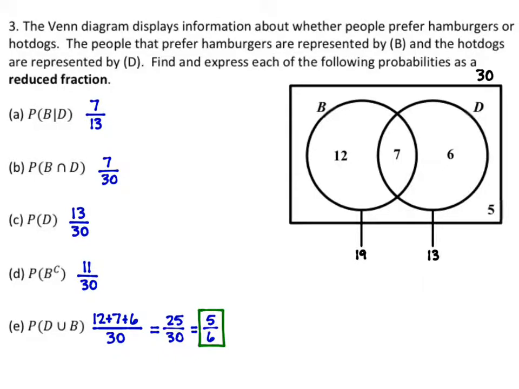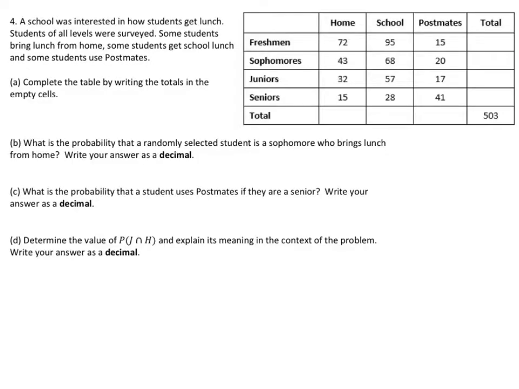Now, remember, there's another rule. There's the addition rule when we're talking about unions or intersections. How could I get 25? How can I get 25 in a different way other than adding 12 plus 7 plus 6? Well, I could take the total of B, the total of D, and when I add those up, I end up with 32. But then when I add those up, remember, I'm adding their intersection twice when I do that, so I need to subtract the intersection. So we would say 19 plus 13 minus 7, and again, that's going to give us 25 out of 30, which is 5/6.